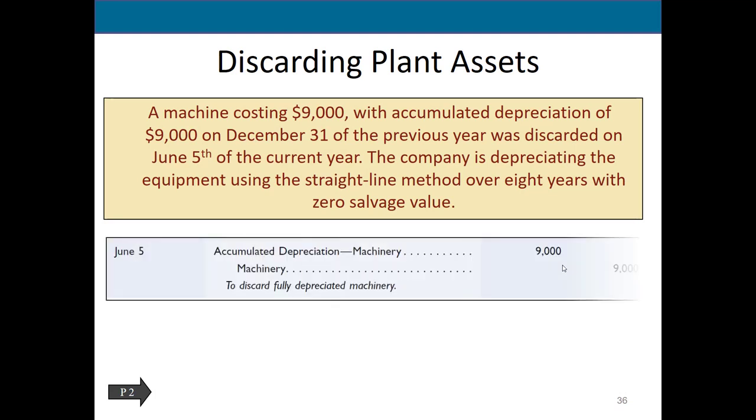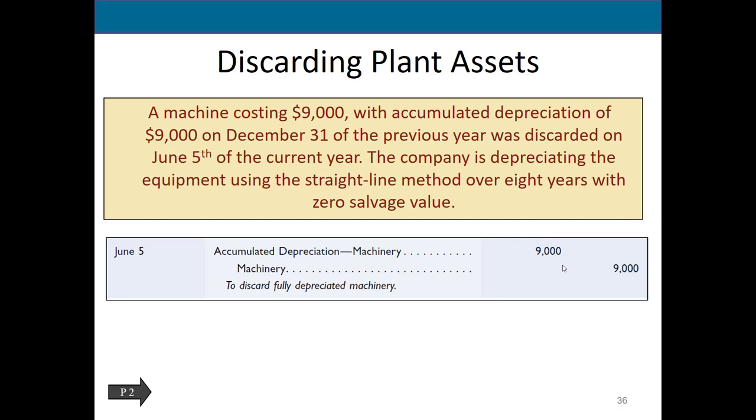Here's the example. Machine cost $9,000 with accumulated depreciation of $9,000. All right, so what's its book value? It's 0, right? If it costs $9,000 and it has accumulated depreciation of $9,000, it's worth nothing on my books. It was discarded on June 5th of the current year. The company is depreciating the equipment using the straight line method over 8 years with a 0 salvage value. Okay? And basically it's saying we're just going to get it off the books.